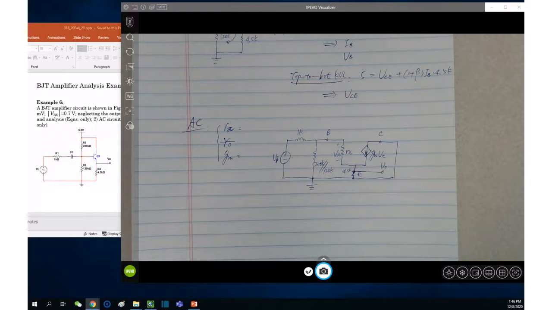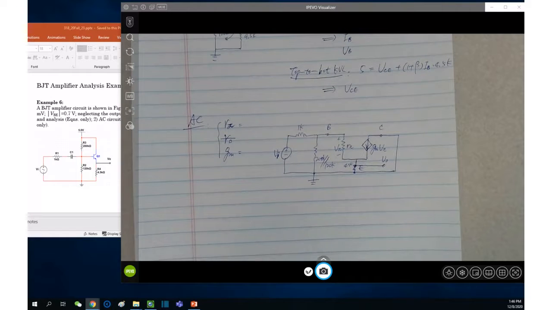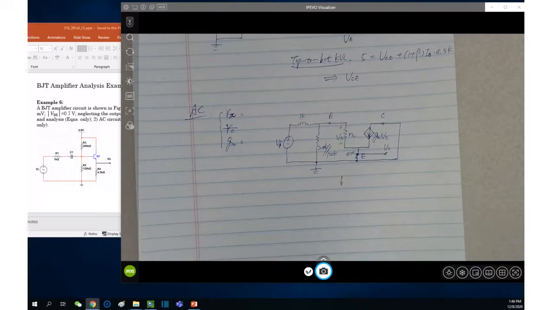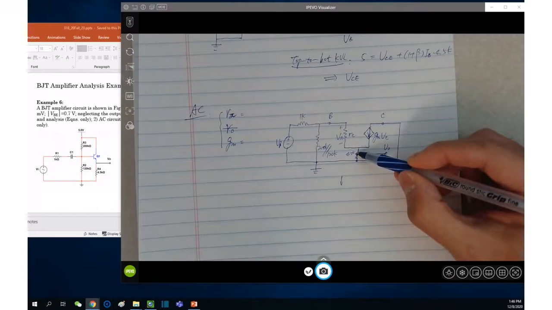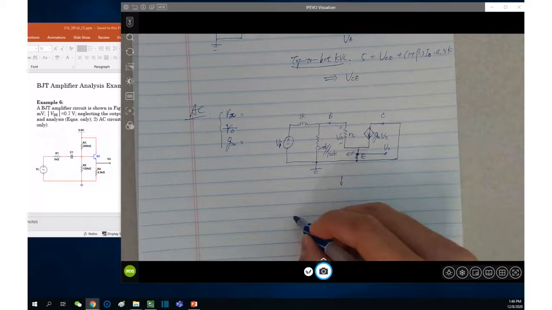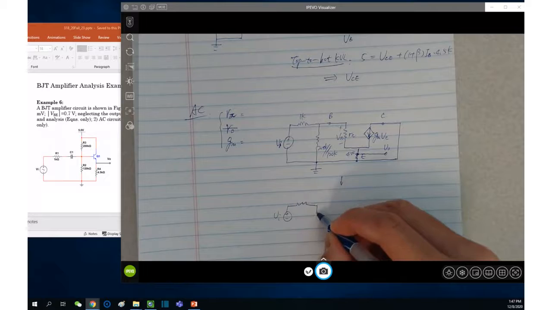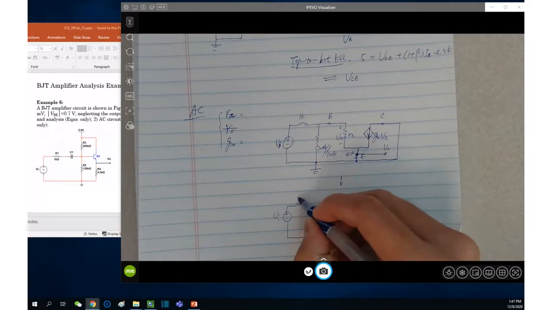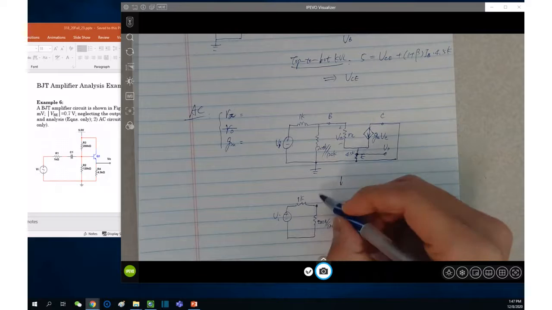Feel free to use this version of the circuit. However, once again, I do a conversion to make it look better by dragging this emitter to the top. Okay. So I end up with this. Input and output look the same. Not much difference.